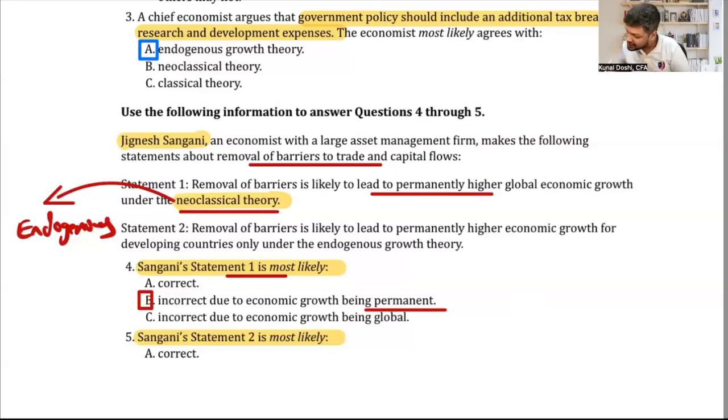Okay. Now, statement number 2, whether it is correct or not, first we'll see that. Removal of barriers is likely to lead to a permanent higher economic growth for developing countries only under the endogenous. Now, under the endogenous, I agree. But did we study only for developing? No, endogenous says that it is for all. Developing as well as developed. Technological progress will increase the growth for all, isn't it?